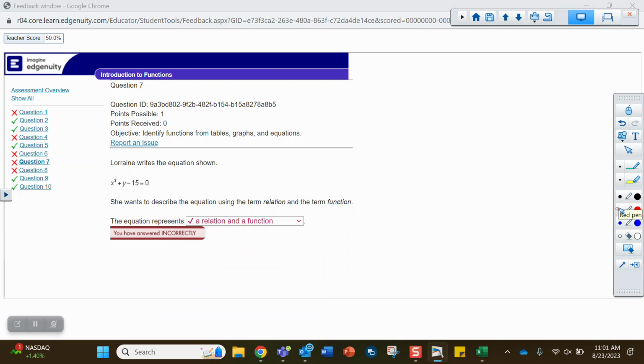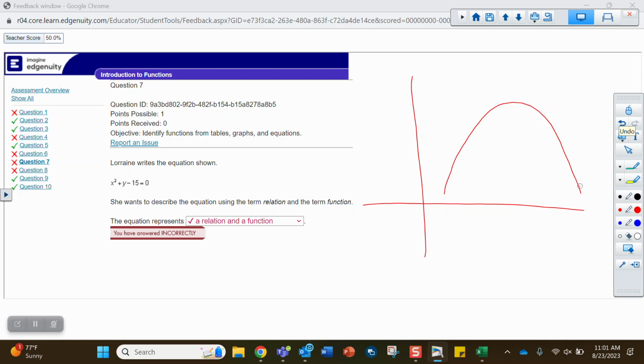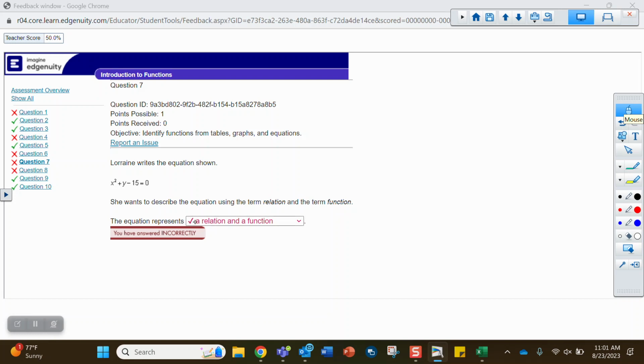Again, this is a parabola. When you graph this, it does something like this, or it could go the other direction. You'll notice both of those graphs pass the vertical line test. So in this case, it is a relation and a function. It does look like you eventually got it right. I don't know if it made you get it right before you went on, because there is a check mark, but it's red.